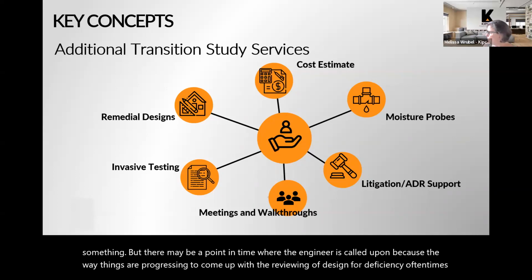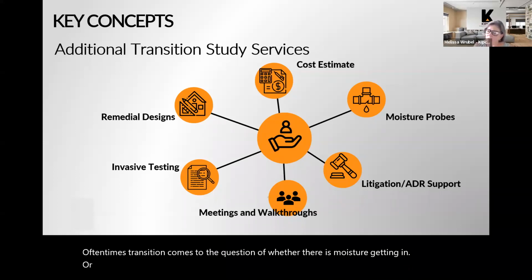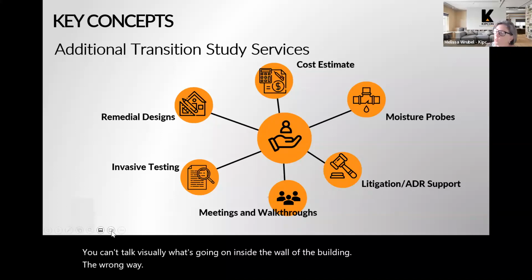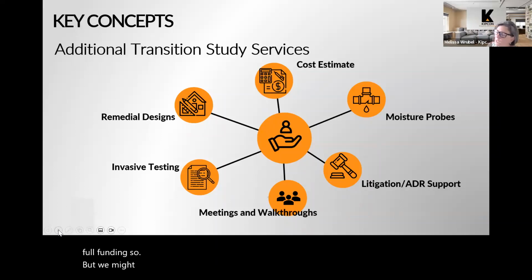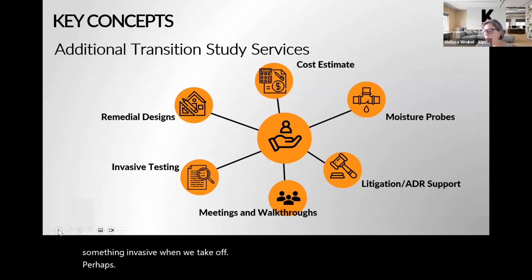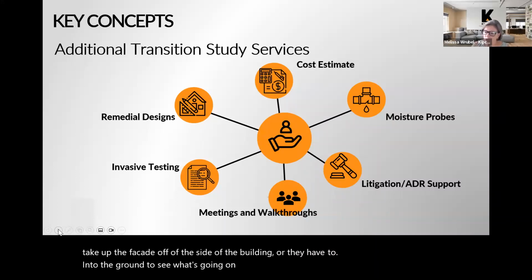Oftentimes, out of transition comes the question of whether there is moisture getting in behind different facades, or if, say, for example, a retaining wall may have not been constructed correctly, but you can't tell visually what's going on inside the wall of the building or within the retaining wall, or say within the roadways, how the roadways were constructed. In that case, we may do some follow-up invasive testing. We may recommend that, and that would be approved by the association to proceed with, but we might do moisture probes in the building. And depending upon what kind of material is on the building, it may require some invasive work where we take off some stone veneer or perhaps drill into the mortar and take the moisture probes and patch that back up again. Or we may have to do invasive testing if we need to do something a little more comprehensive, where we may have to take the facade off of the side of the building, or we may have to dig into the ground to see what's going on. So you're having to dismantle something to take a look at it.